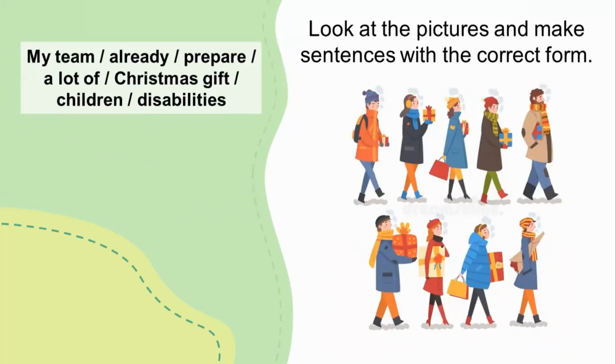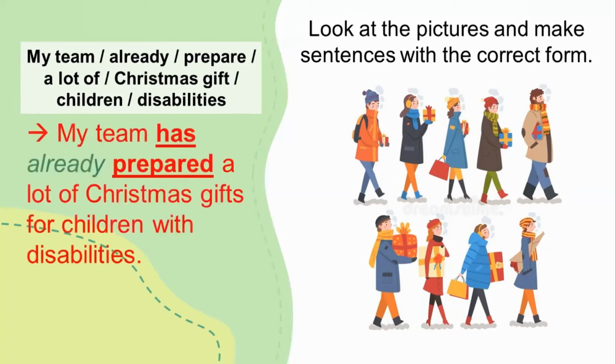Okay, this one. Can you do it for me, Fu? Yeah, of course. My team has already, or no, my team have already prepared a lot of Christmas gift for children who are disabilities. I don't know, with disabilities or something. Yeah, great. You have corrected, okay? My team has already prepared, okay?